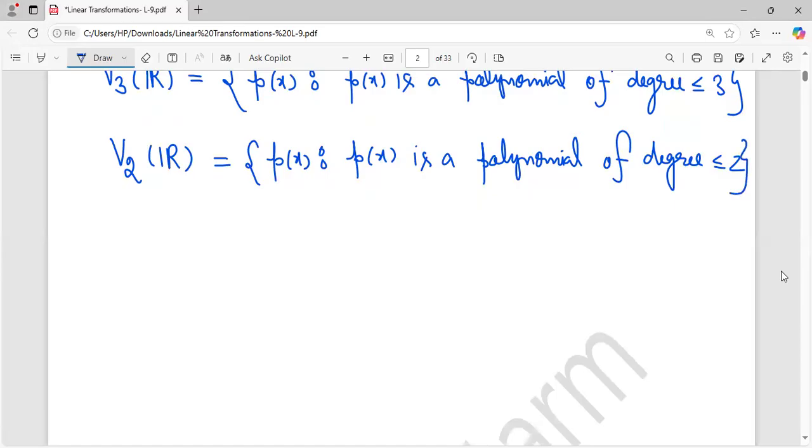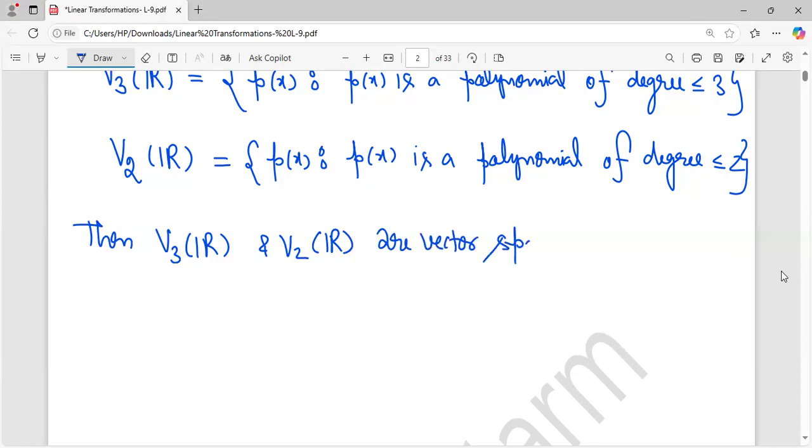So here we are considering the zero polynomial also. The zero polynomial is also included by default. We are considering that the zero polynomial is in both these spaces. If it is non-zero, then its degree should be less than or equal to 3. Then V3R and V2R are vector spaces over the field R.